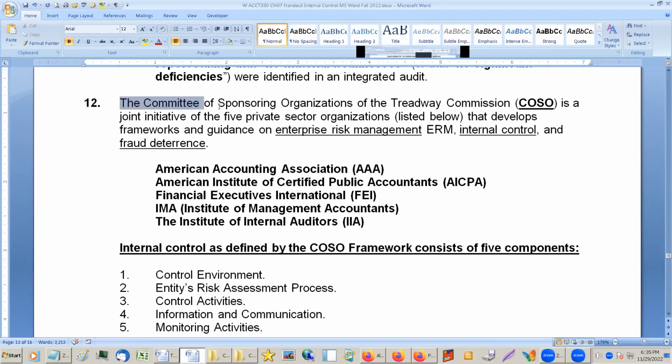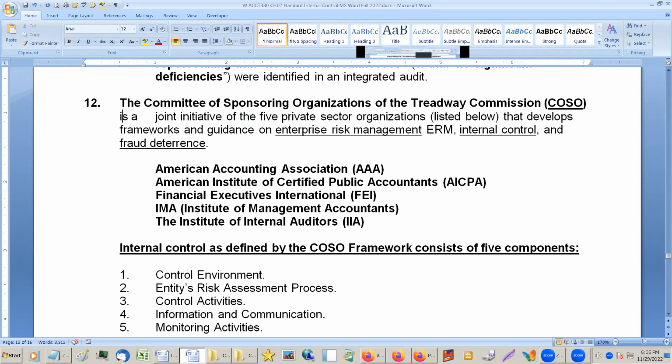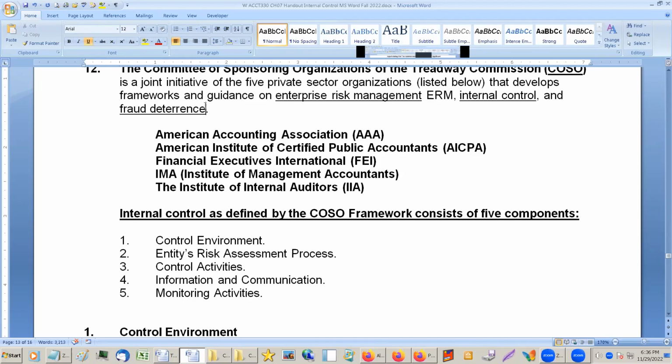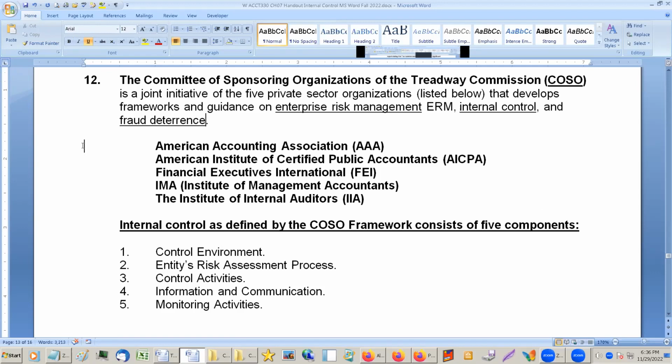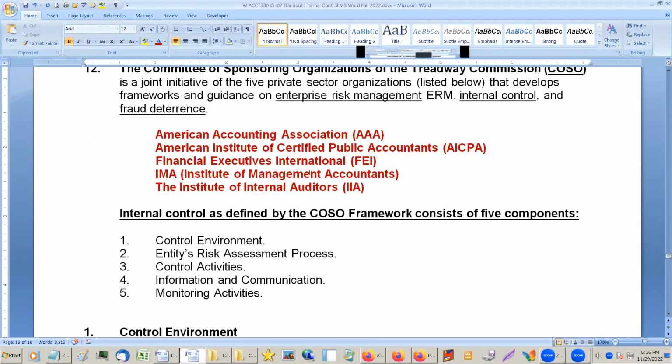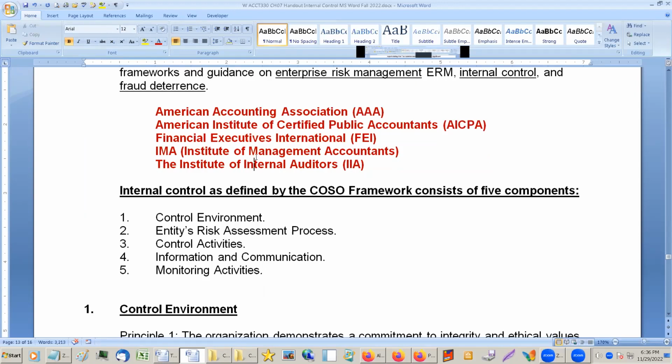Committee of Sponsoring Organizations, COSO. COSO stuff is getting more complex every single year. Here is what it is. You have all these different organizations, and they all had their definitions of what was internal control. You had all these different financial organizations, and they all had a different take on what the definition of it was.